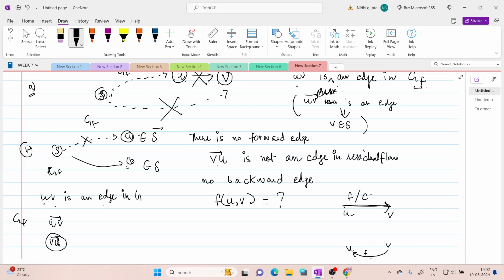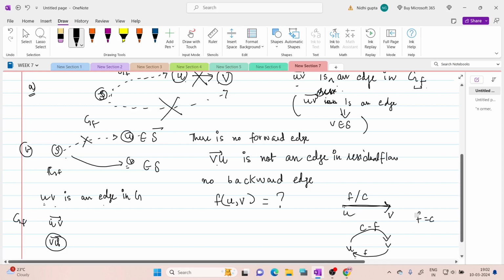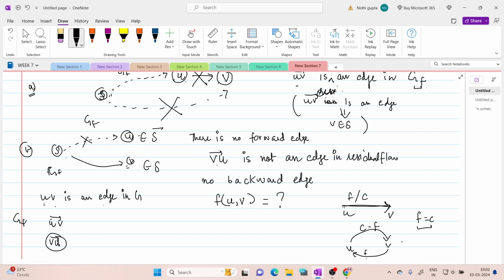No, no. If flow is less than capacity, then we have a forward edge with C minus F. Okay, sorry. When flow is equal to capacity? No, no. When flow is equal to capacity, then there is no forward edge. But the question is when there is a backward edge. It is similar to the first question. So when do we draw the backward edge?